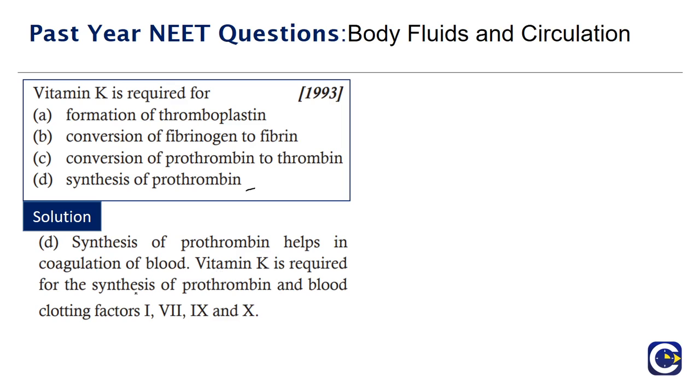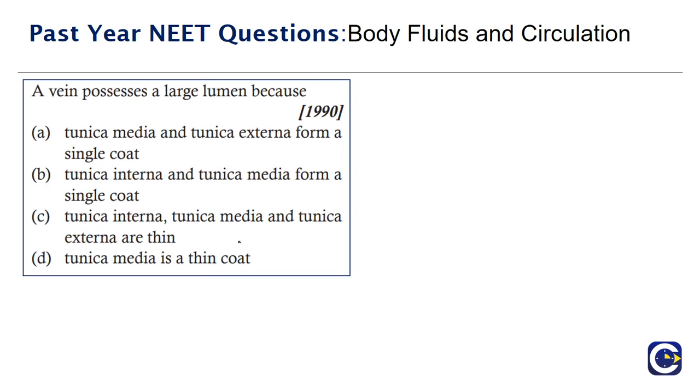Vitamin K is required for synthesis of prothrombin and blood clotting factors 1, 7, 9 and 10. Okay, so 1, 7, 9 and 10. So the answer is synthesis of prothrombin.